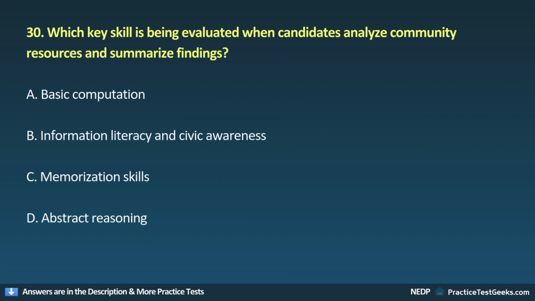30. Which key skill is being evaluated when candidates analyze community resources and summarize findings? A. Basic computation. B. Information literacy and civic awareness. C. Memorization skills. D. Abstract reasoning.